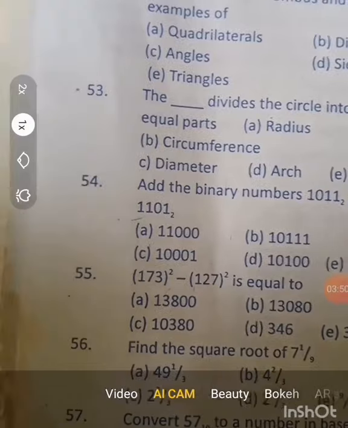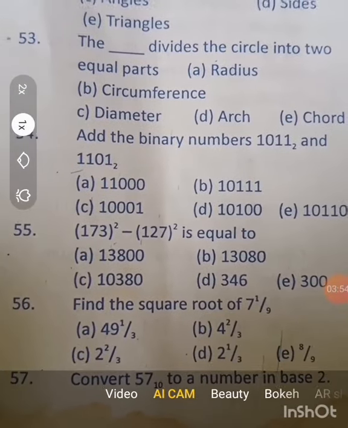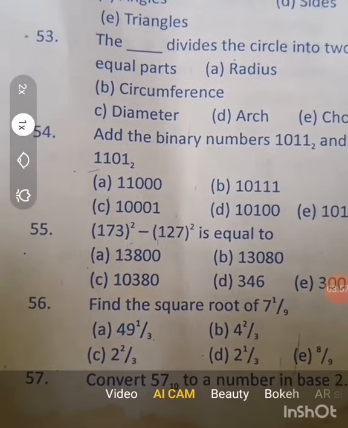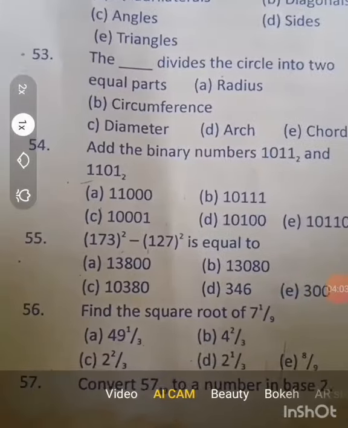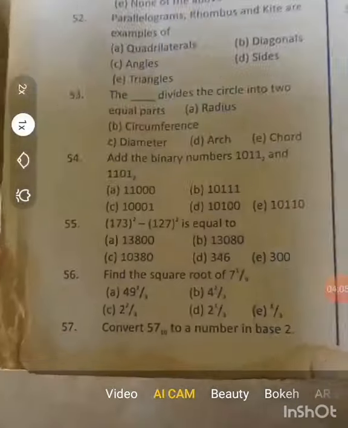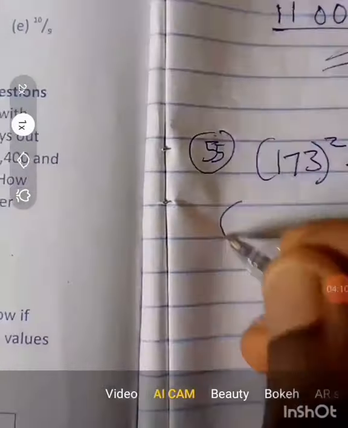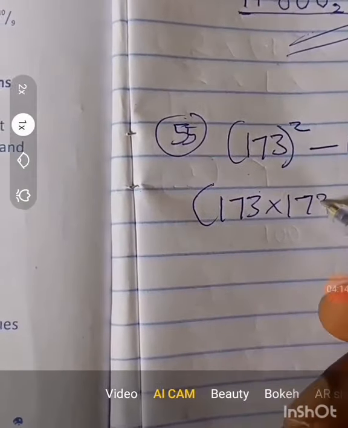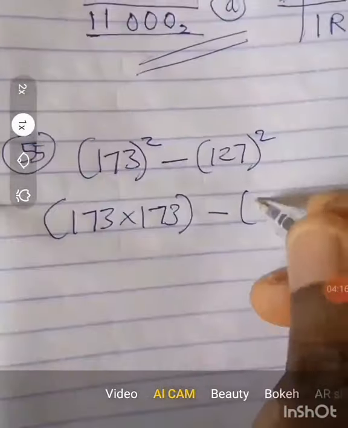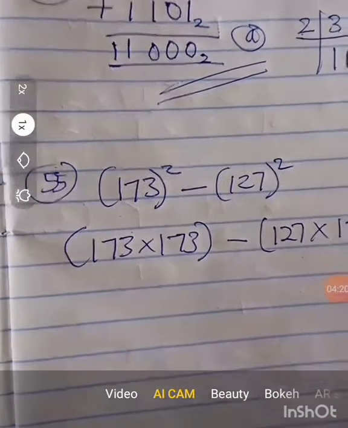This will be a little stressful, but it's very simple. We have 173 raised to power 2 minus 127 squared. We are asked to get the equivalent value of this. This is the same thing as having 173 times 173 minus 127 times 127. So we'll get our rough.